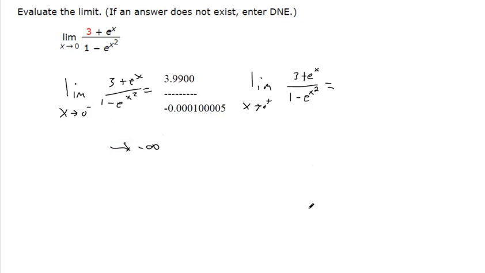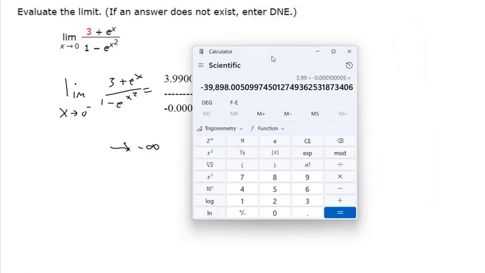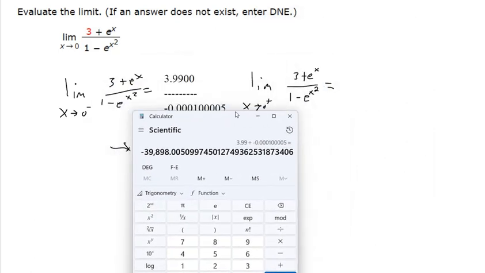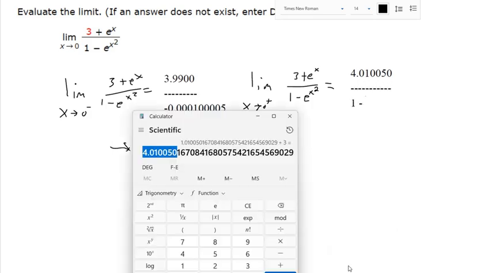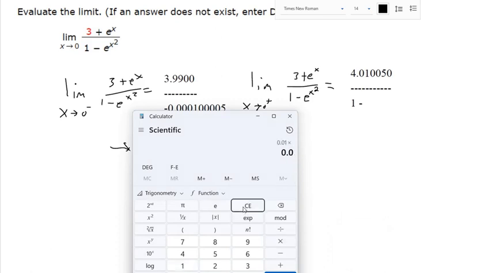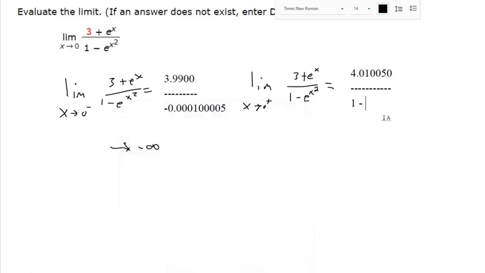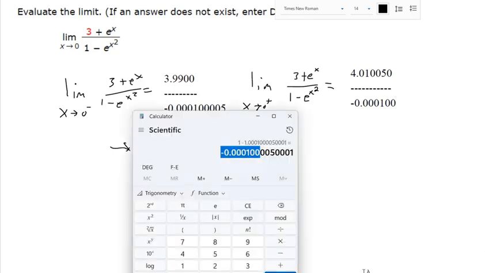And now to figure out what it is from the right, let's do the opposite. Let's plug in 0.01. So if I plug in 0.01 for the power of e, I'm doing the numerator first, then add that to 3. This is what the top part of my rational expression is. And then we're dividing that by 1 subtracted by e to the x squared, so 0.01 squared on the power of e. So we'll do 1 subtracted by that result. So that's our denominator. Divide those two.